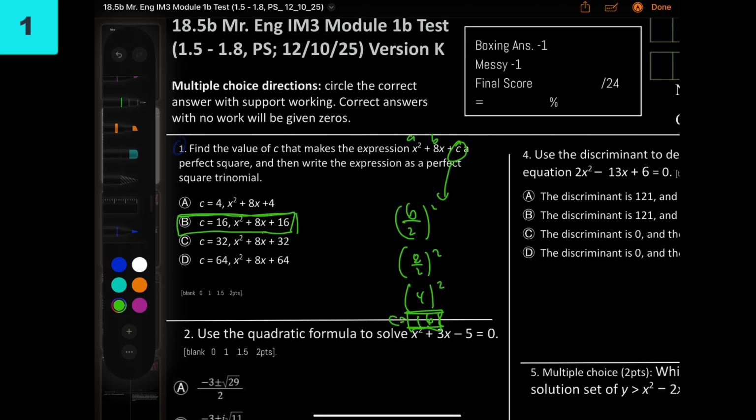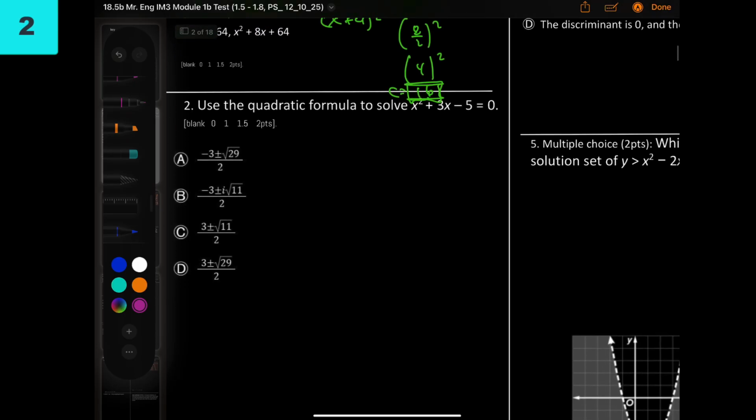And remember, the purpose of that is so that if you wanted to, you could factor it and get a perfect square trinomial. Okay? All right, let's do question number 2. Solve by quadratic formula. So A is 1, B is 3, C is -5.